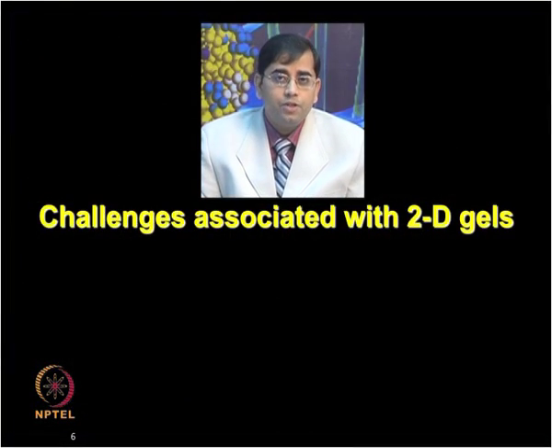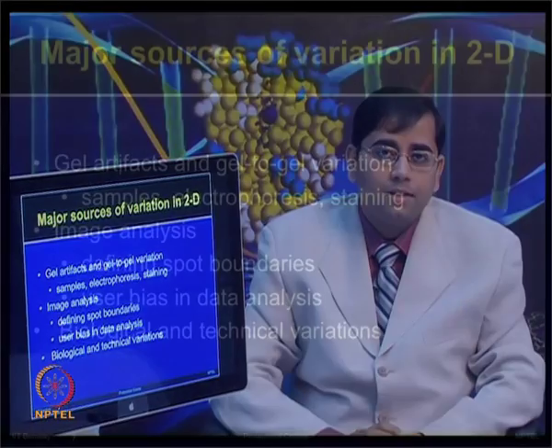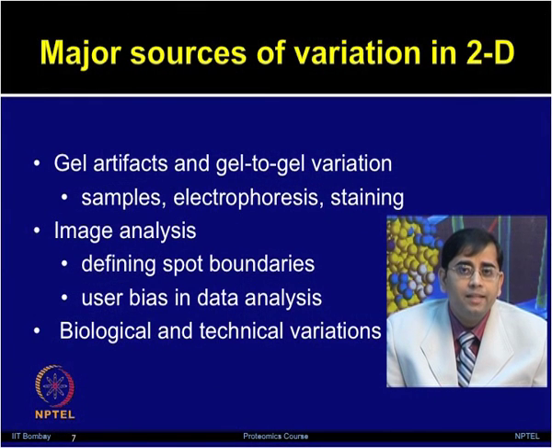So, there are various challenges which are associated with two-dimensional electrophoresis. Mainly, the gel artifacts are major limitations. How to compare two gels, how to minimize the variations. Often during the electrophoretic run, there is a lot of run to run variation. Then you have different types of technical and biological variations. The image analysis itself is a very challenging process. How to define the spot boundaries, how to extract the intensity information from those spots. Often there is a user bias in doing this type of data analysis. So, there are major sources of variations in two-dimensional electrophoresis.